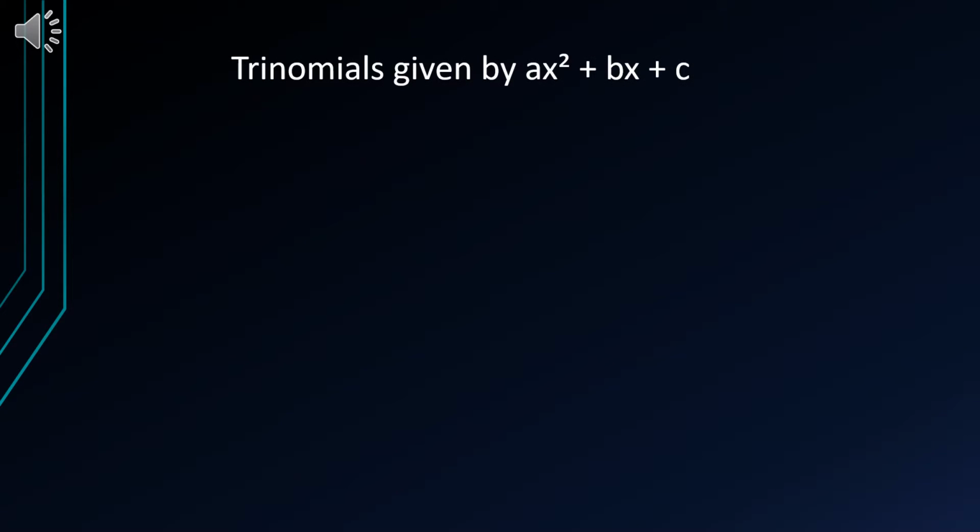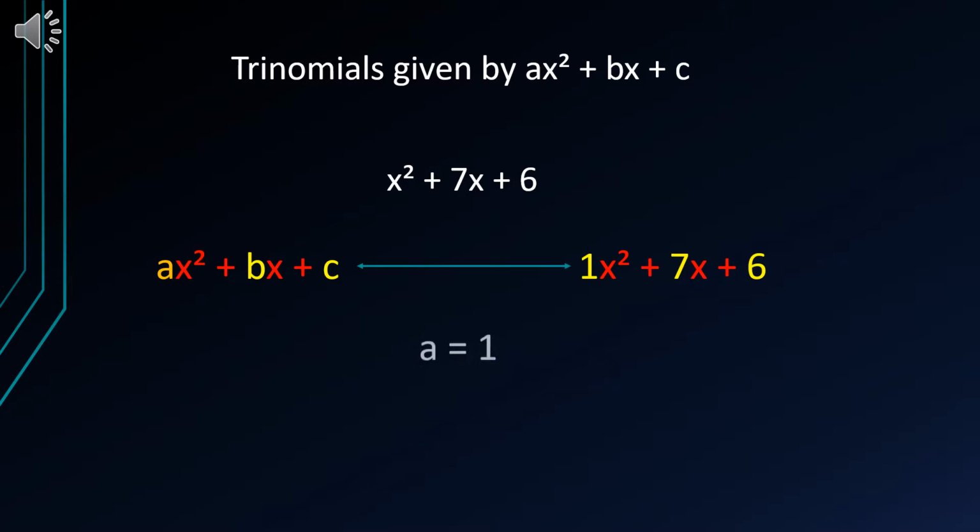If we are given an expression x squared plus 7x plus 6, in order to factorize, we will firstly need to identify each individual term. Comparing it to the form of the trinomial, we can see that a is equal to 1 by taking the coefficient in front of x, b is equal to 7, and the constant c is equal to 6.